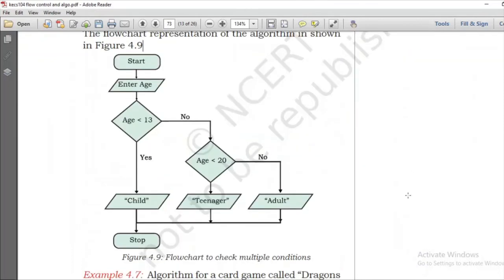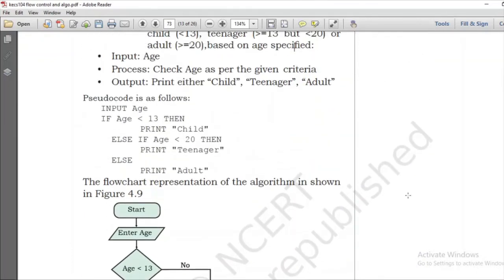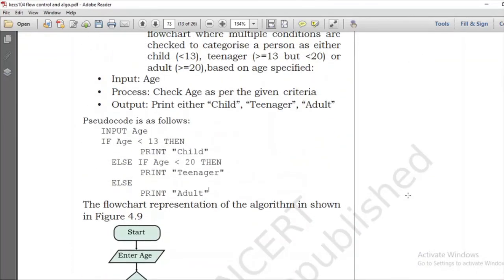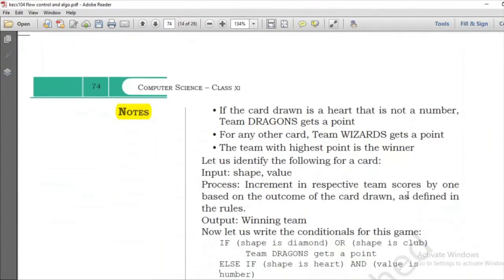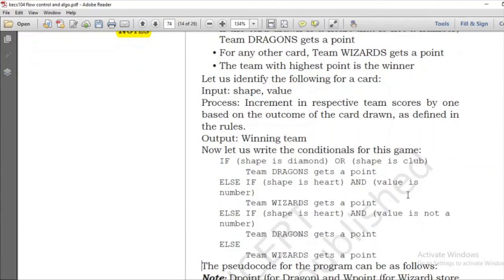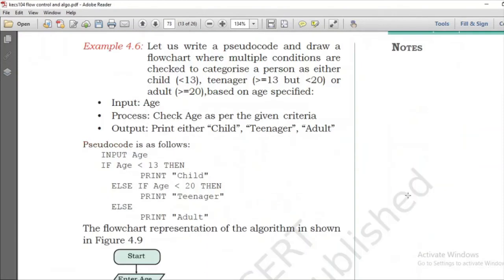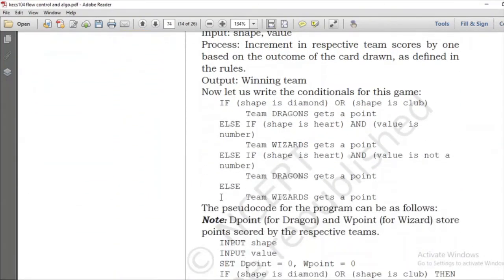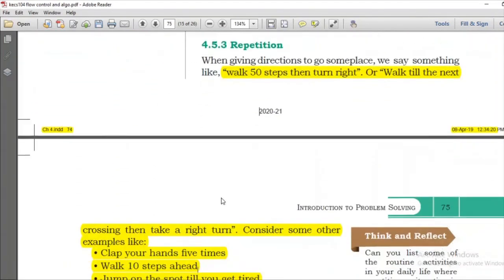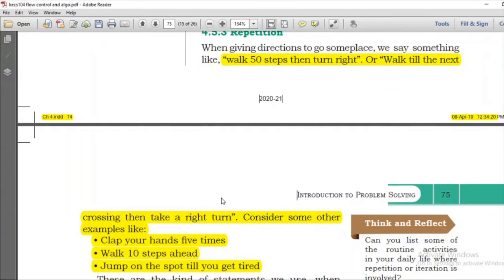Here is another example to check whether you are a teenager, child or adult. Please go through it on your own, and if you have any doubt in these examples, you can ask me in the doubt class. Next example is an algorithm for a card game called Dragons and Wizards. There are certain rules given over here. Please go through them, and if you have any doubt, please feel free to ask me in the next doubt session.